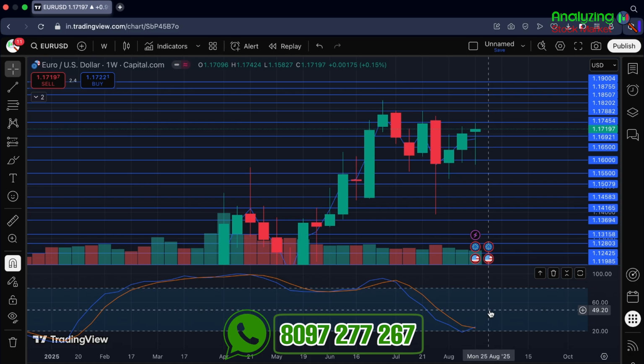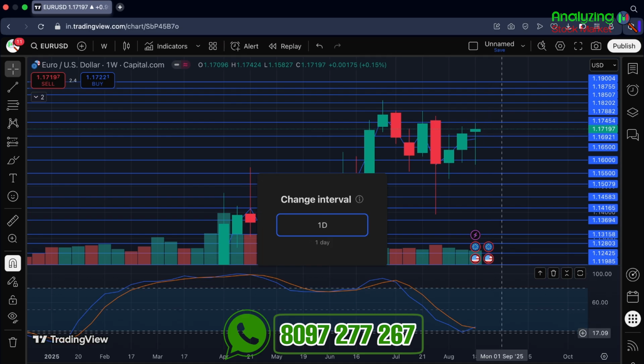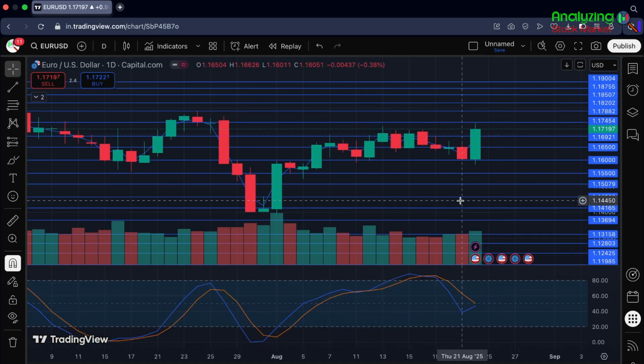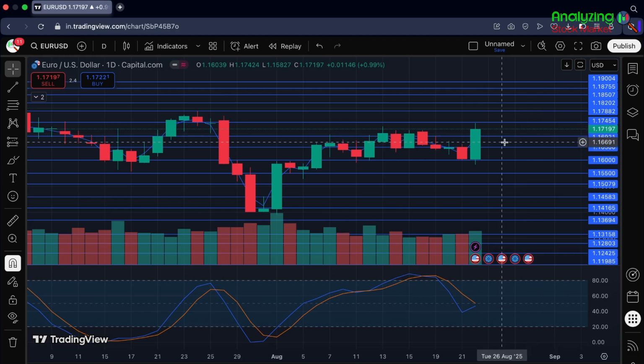So now let's mark some important support and resistance zones on our 1-day chart. Here I have already opened the 1-day chart, and we can see good support and resistance levels that we have already marked during a previous session where I gave you the analysis.